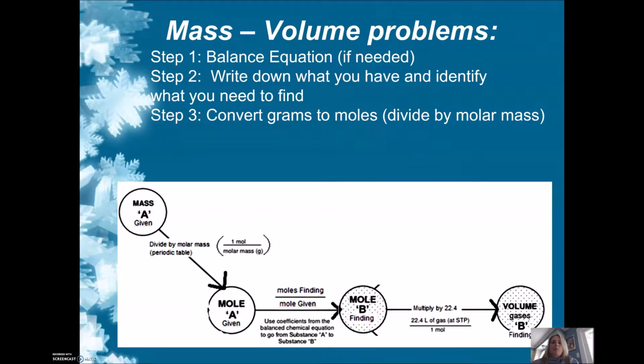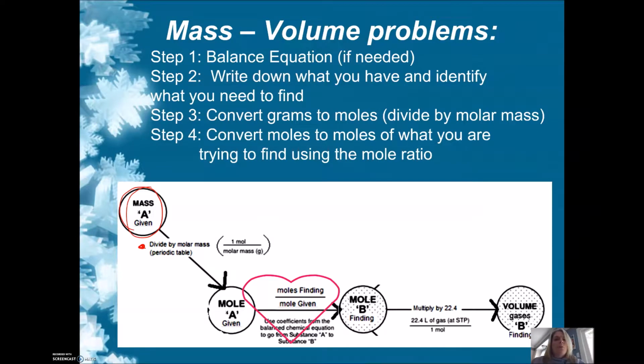The first step, because we're going to be in mass, so we'll be here in this diagram, we're going to divide by our molar mass. So from the periodic table to get us to moles. First step when we have mass is divide by molar mass to get to moles.